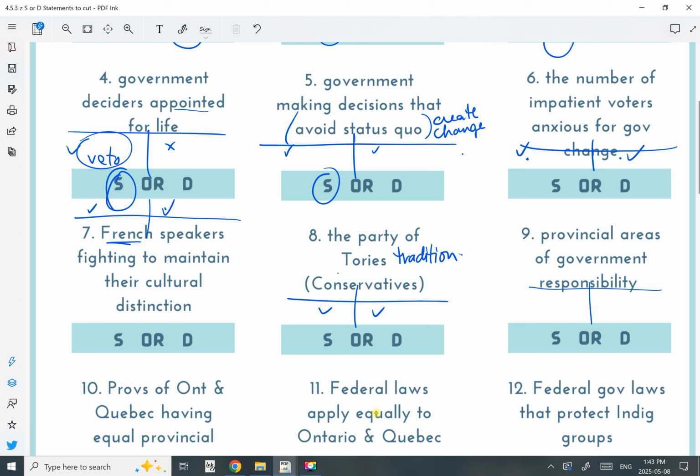Provincial areas of government responsibility. So when they did start creating, eventually they'll create the provinces there, and they gave a division of what provinces looked after versus what the federal government looked after. So if that existed in the past, does it still exist today? Are the provinces responsible for things that the federal government is not? Education, healthcare, resources, yes, so similar.